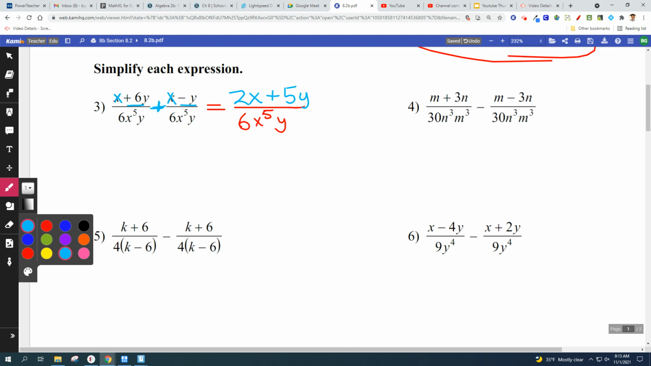There's nothing else we can really do. You can't cancel. Somebody's going to say, but can you reduce the 2 and the 6? Well, no, you can't, because that 2 is not a factor. 2 is a part of a binomial. That's the answer. That's all you can do.